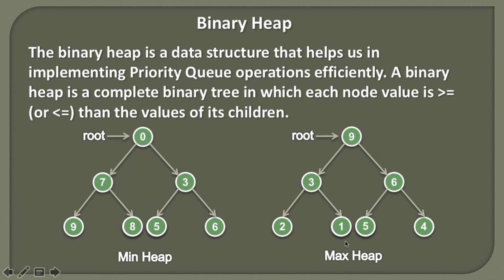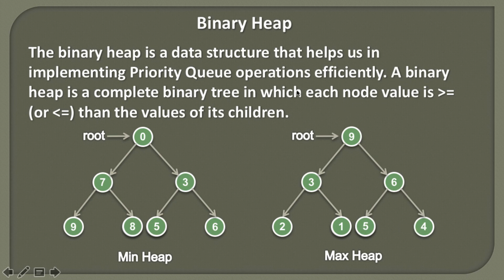In the max heap, each node value is greater than or equal to the values of its children. If we take the node having value 9, then its children have values lesser than the parent. Similarly, if we take the node having value 3, then both its children have values lesser than the parent. Similarly 6, which is the parent of 5 and 4, has a value greater than both 5 and 4.